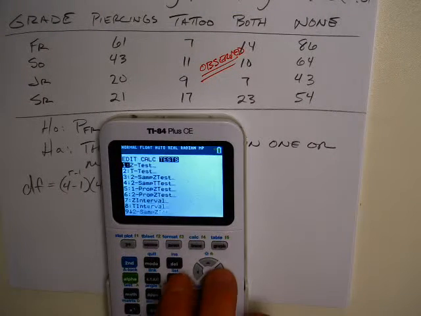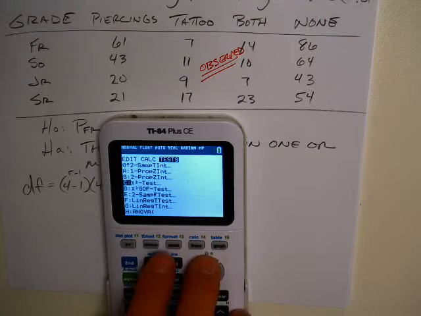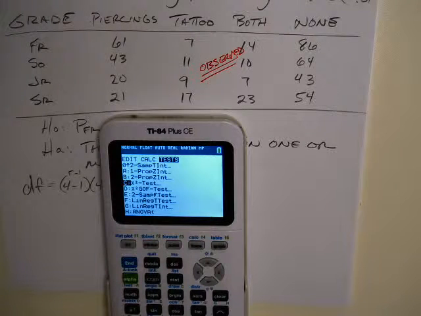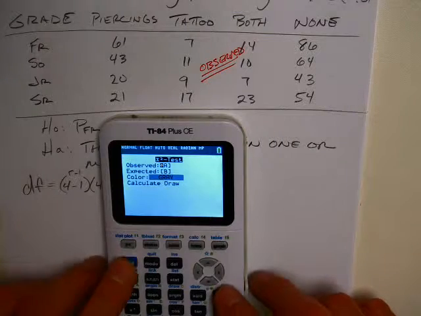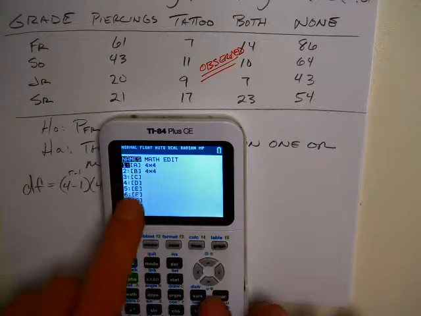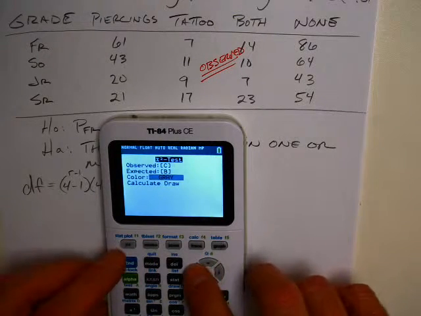So stat, tests. We want just the chi-squared test, which is kind of towards the bottom. Choose the chi-squared test. It does it automatically. So observed is going to be your matrix A. How you can choose that, if you need to, is you can go second and matrix, and then you can choose whatever you want for that. So like, let's say I wanted it to be C, I can put that in there, but I don't. I want A.